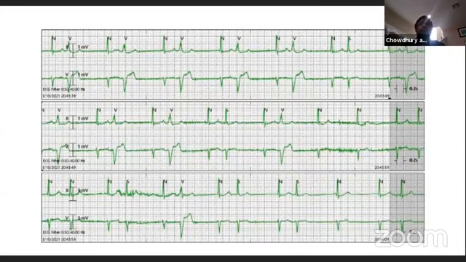So we did not do any of this. Patient is going for EP ablation. I will keep you in. So that was our conclusion.